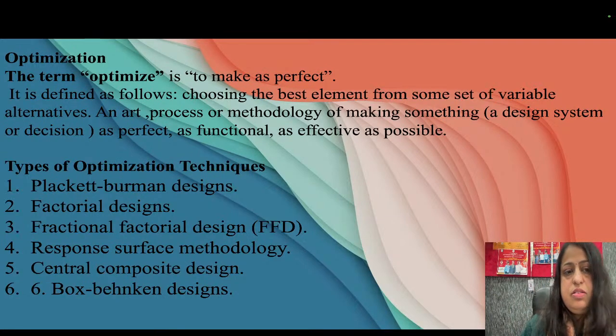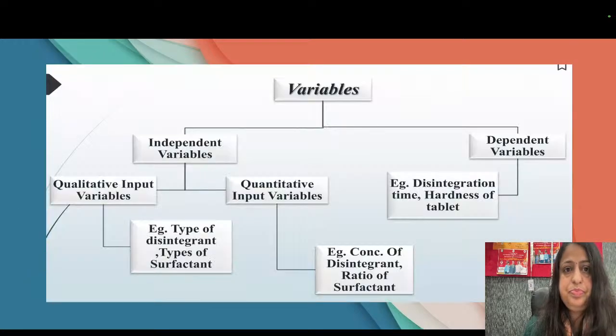Various optimization techniques are here: Plackett-Burman design, factorial design, fractional factorial design, response surface methodology, central composite design, and Box-Behnken design. Today I am going to discuss central composite design. Later on I will give webinars on the other designs also. This process is continued, so we will discuss all the optimization techniques one by one. Today we are covering the central composite design, which is the basic design of the factorial design.